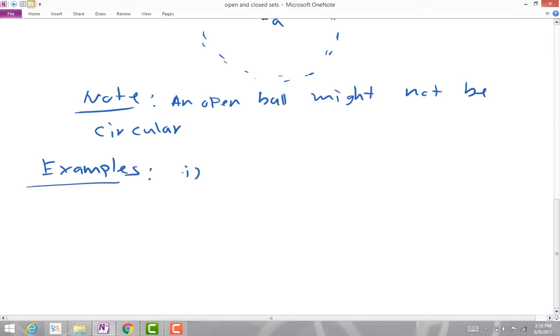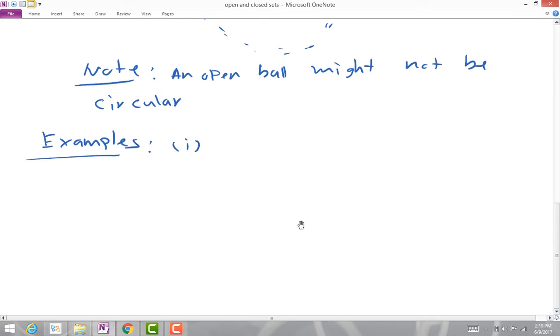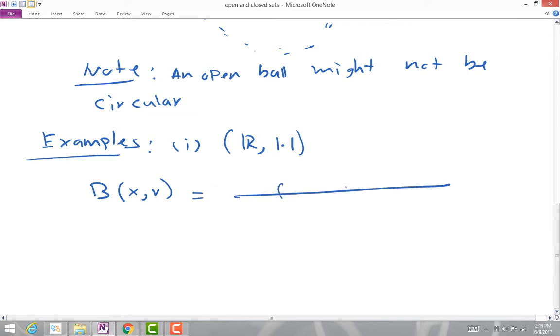So the first example is, if you go back to chapter 2, we have the set of the real line with the absolute value metric. Then we know that the open ball, say B(x, r), is the open interval. So I have the fixed point x, and x minus r and x plus r. So this is an open interval.